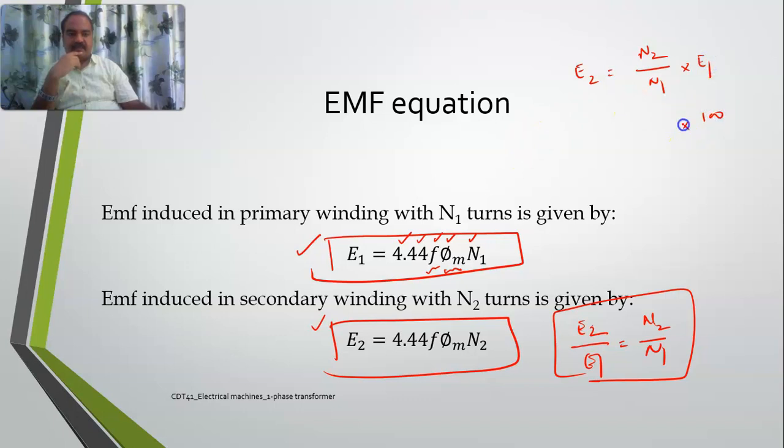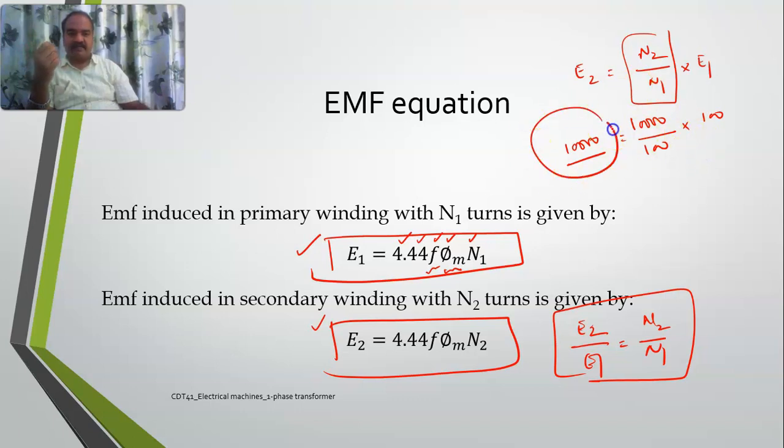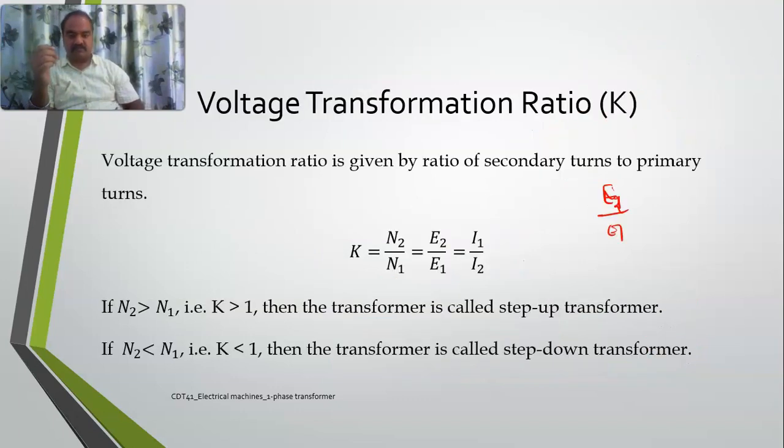If you have 100 turns on the primary and you are capable of 10,000 turns on the secondary, you can easily get 10,000 volts. This is how a transformer works. It all depends upon the number of turns you choose. If you choose a large number of turns on the secondary, your secondary voltage is very high. If you choose fewer turns on the secondary, your secondary voltage is low compared to the primary. This ratio N2 by N1 is called the transformation ratio. So the voltage transformation ratio is given by the ratio of secondary turns to primary turns.